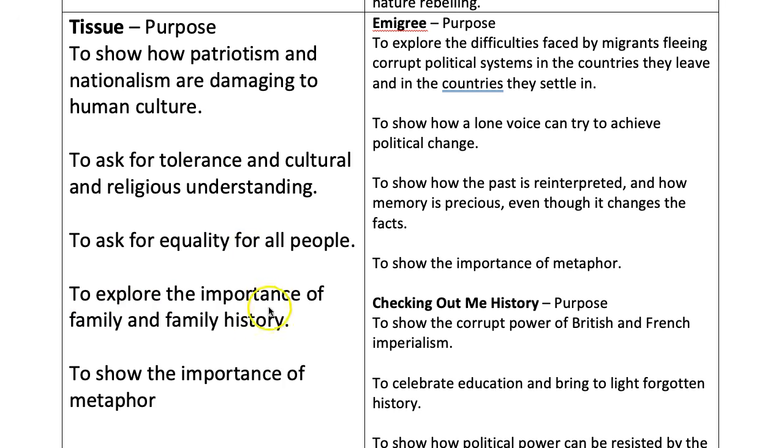To explore the importance of family and family history. And that's why we have these details of the family history written at the back of the Bible. It's not the Bible itself and the stories of the Bible. Here, of course, sorry, it's not the Bible, it's the Quran. But in a Christian household, it would have been the Bible. That's the parallel she's making.